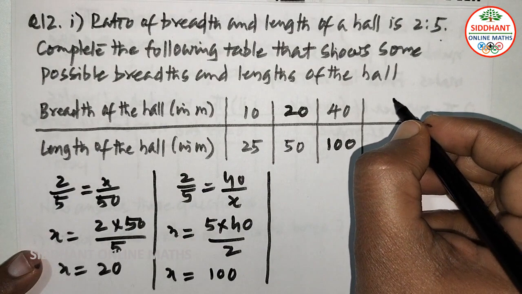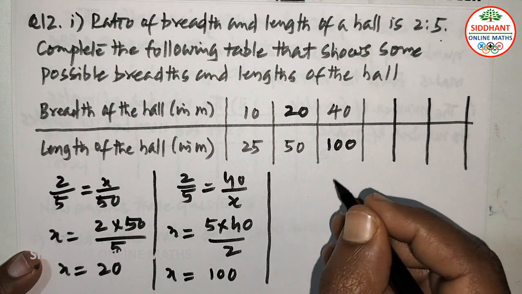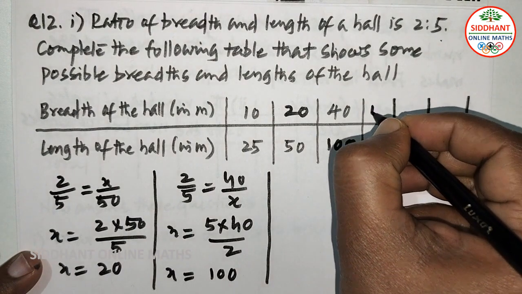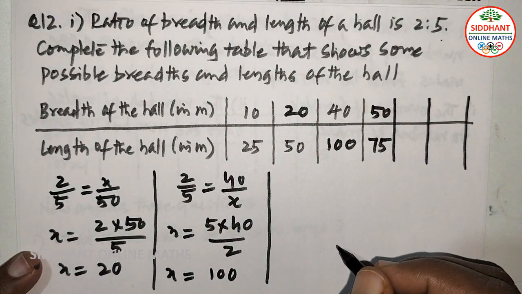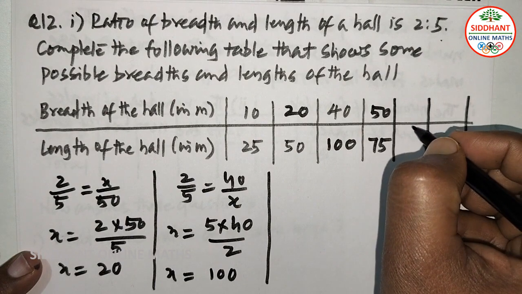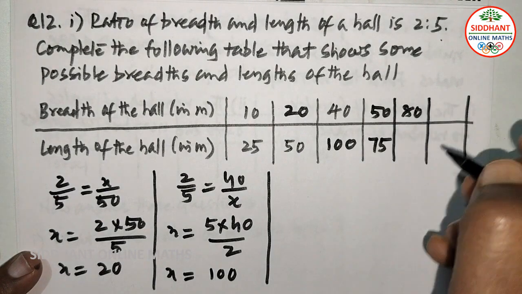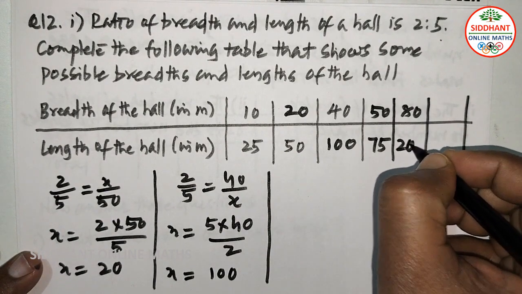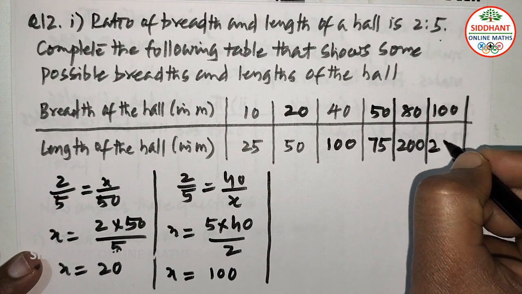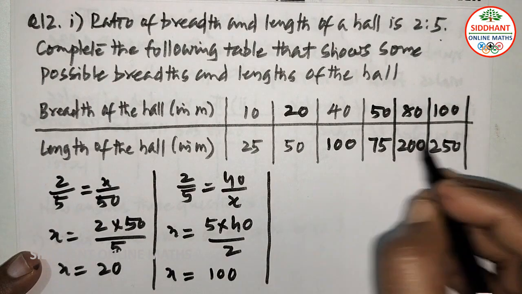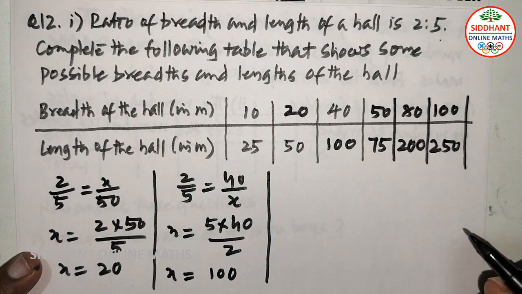So in the same way we are going to find some possible outcomes. So suppose here x is 50, then we are going to say 75 is the length. If 80 is the breadth, then we are going to see 200 will be length. If 100 is breadth, then 250 will be the length. So in this way we can continue the length and breadth of the hall.